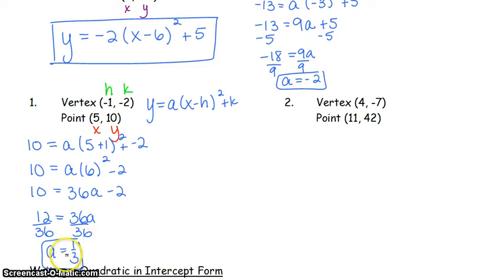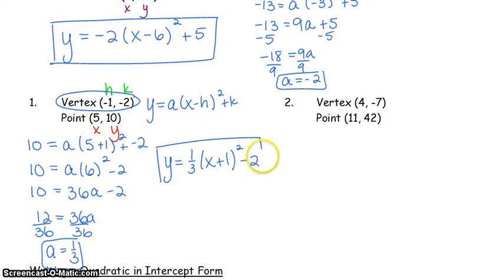So now we take the a value and we take the vertex, because it's vertex form, and we plug it in. So y equals our a value, which we just found was 1/3, times our vertex x minus the h quantity squared, minus 2. Alright, for the next one here, we've done 2 examples together.